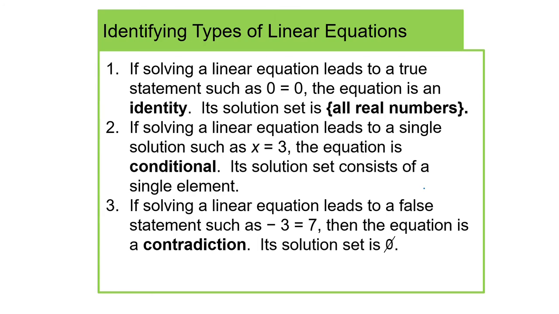If solving an equation leads to a single solution such as x equals 3, the equation is conditional. Its solution set consists of a single element, whatever that solution is. If solving a linear equation leads to a false statement, such as negative 3 equals 7, 2 equals 5, things that are clearly false, then the equation is known as a contradiction, and we have no solution.